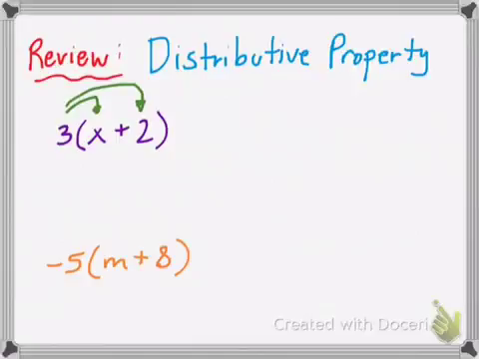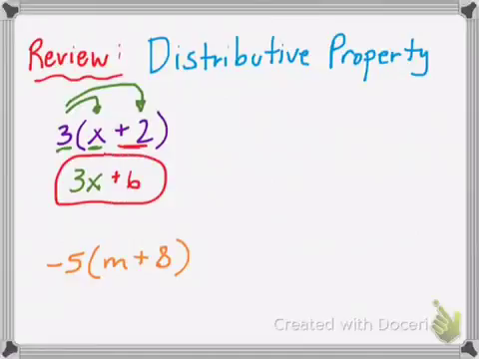So 3 times the quantity of x plus 2 is the same as 3 times x, I know is 3x, and then 3 times 2, the positive 2, so I can see it as plus 2. So 3 times 2 I know is 6, so plus 6. So 3 times the quantity of x plus 2 is the same as 3x plus 6.